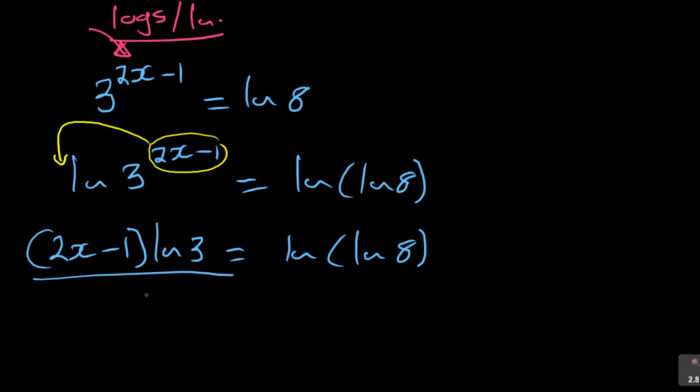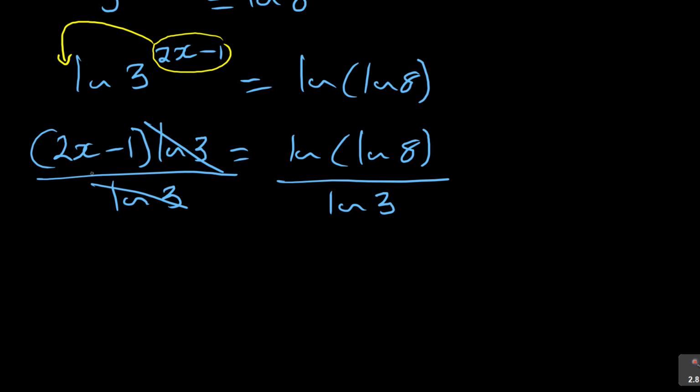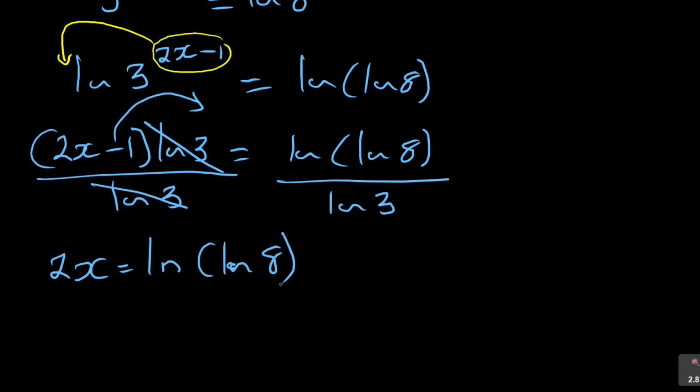So what you do, divide by ln 3. You don't want this, so you can divide. But what you do on the left, you do on the right. Divide by ln 3. You can use a calculator once here. Then from there, we have 2x minus 1. I can actually take 1 to the other side if I don't want to waste time. So it would be equal to ln 8, alright, over ln 3.